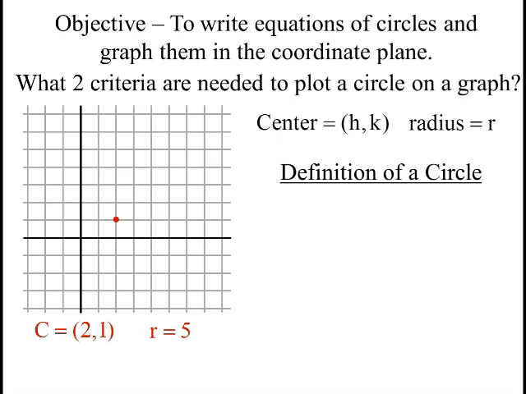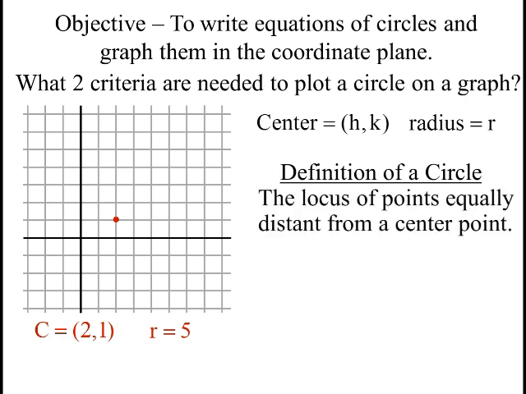So you recall the definition of a circle. It's the locus of points, or set of points, that are equally distant from a center point. So if that's my center there at 2, 1, I'd have a point on the circle 5 points away to the right. So that would be a point on the circle. And here's another point that would have to be on the circle because of the 3, 4, 5 triangle.